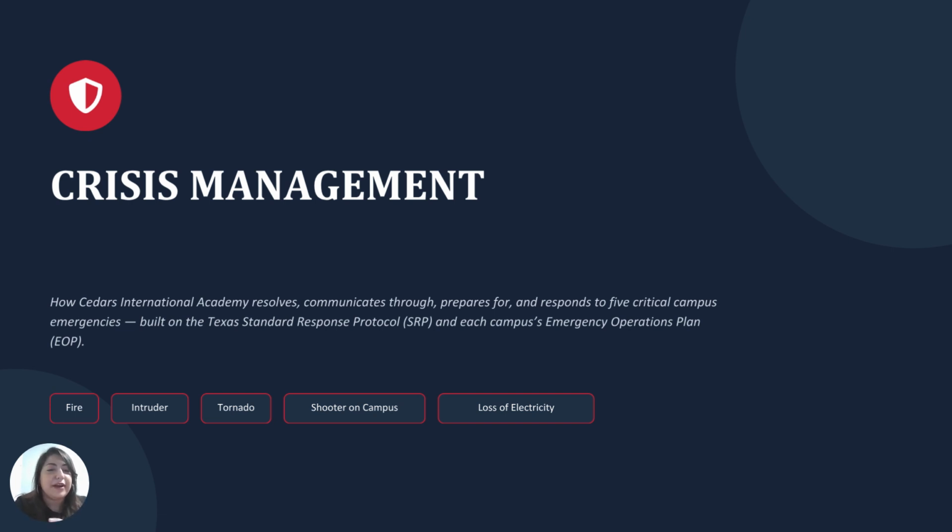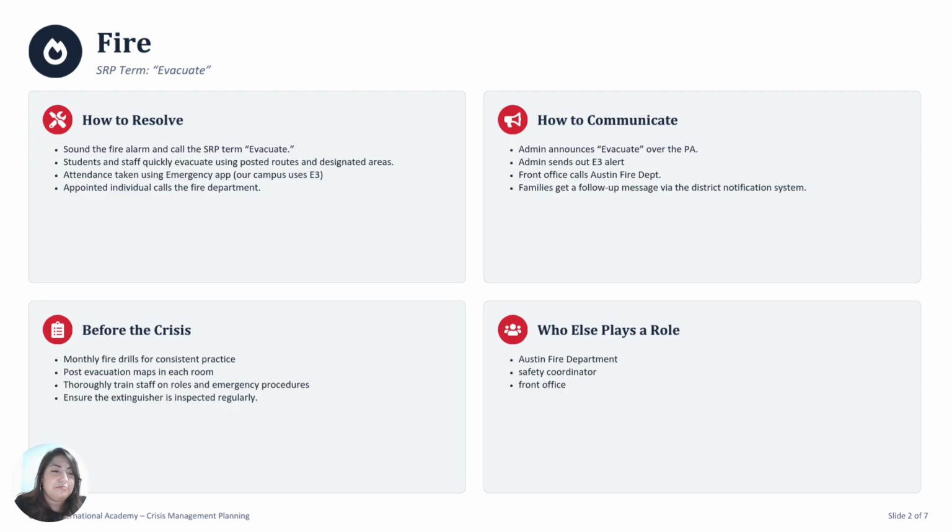So I'm going to be talking about a couple different scenarios today that you'll see here. We have the fire, which of course we know how fire drills work, intruder, tornado, shooter on campus, and the loss of electricity. These are not the only campus crisis that could happen. However, these are typically our top five here. The most frequent that we see is fire.